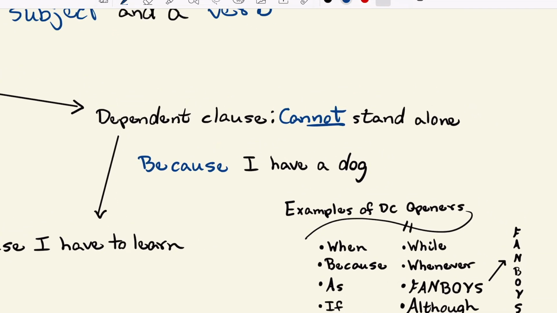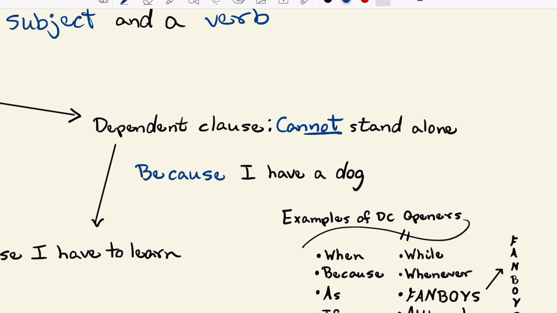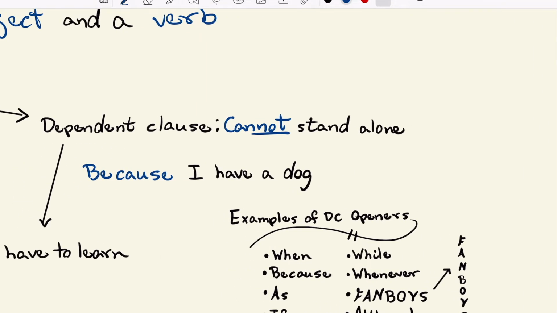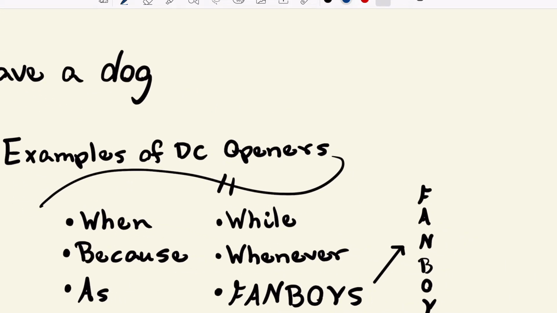Examples of dependent clause openers are when, because, as, if, whereas, while, whenever, although, and all of the fanboys. The fanboys are conjunctions: for, and, nor, but, or, yet, and so.